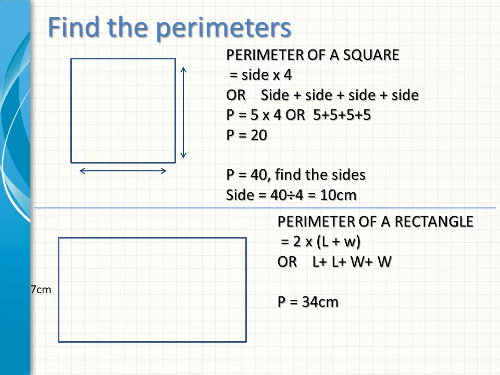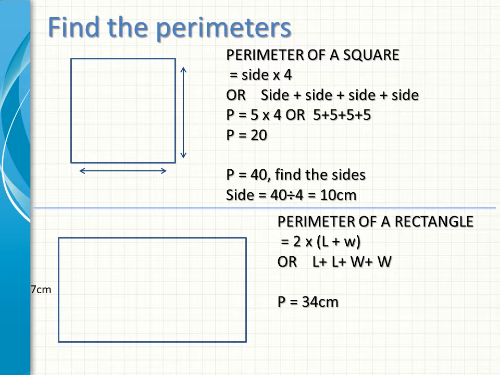Each side will be 10 centimeter. Let's go to the perimeter of a rectangle. For a rectangle, to calculate the perimeter is 2 multiplied by length plus width. It's the same thing as saying length plus width.